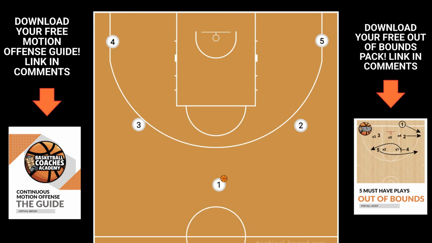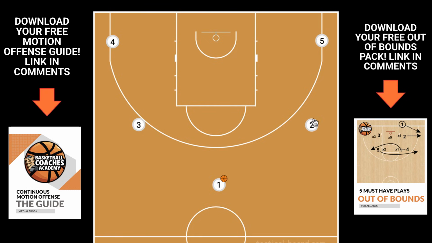So, step one with the 5-out motion offense, we need to get some sort of movement. What can we get going? So, there's a few options. One, we can do some sort of cut, or two, we can get a down screen going. What I like to do with my teams, I like to give my teams the freedom to choose. As long as you do something, either one of those movements, that's fine.